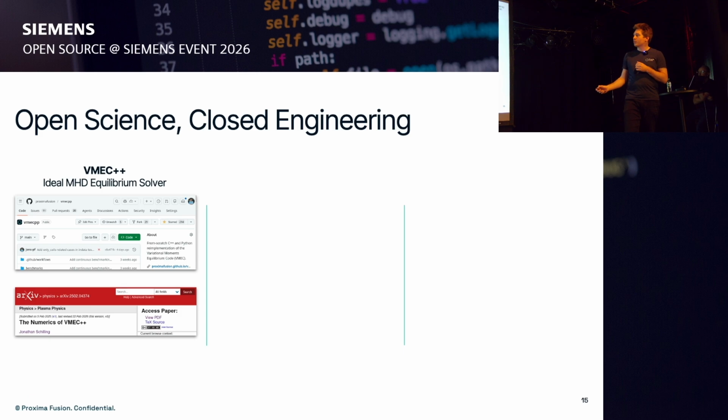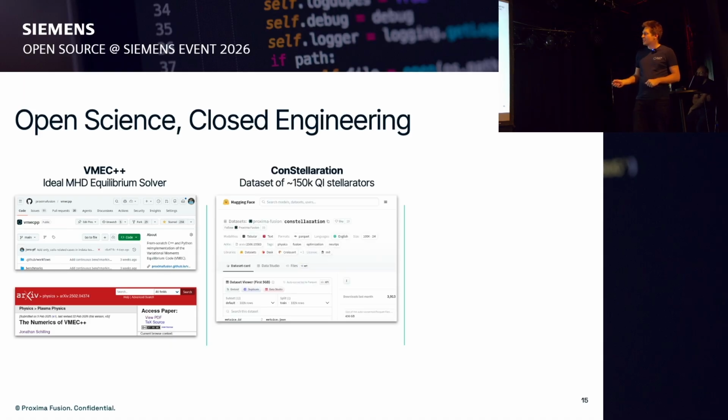And one open science project is this VMEC++ ideal MHD equilibrium solver. It sounds very complicated. In the end, what it gives you is the form, so the geometric shape, and the magnetic field of the plasma. And this is the basis for all further performance predictions and analysis. And along with that, there are 200 pages of LaTeX documentation, handwritten. This was all in the pre-AI ages.